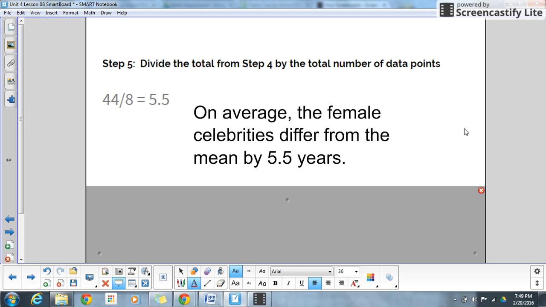Okay, so again, mean absolute deviation is going to be another measure of spread. All right, now your turn.